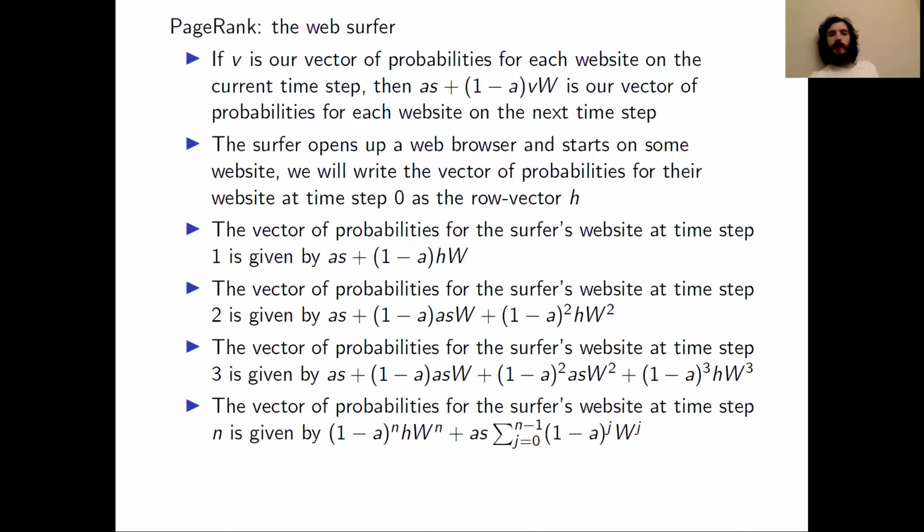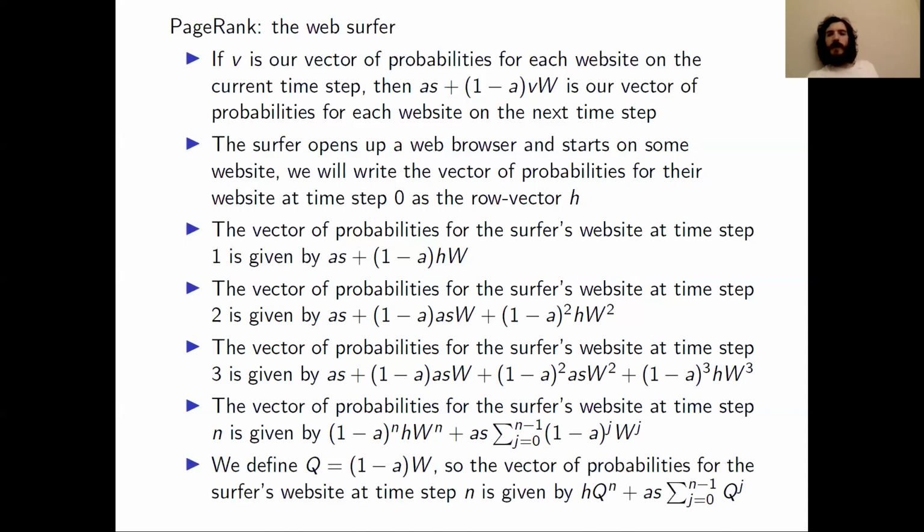So for any n, the vector of probabilities for the surfer's website at time step n is (1 minus A) to the n times H times W to the n plus AS times the sum from j equals 0 to n minus 1 of (1 minus A) to the j times W to the j. And we can write that in a slightly simpler way by letting Q equal (1 minus A) times W. So the vector of probabilities for time step n is equal to H times Q to the n plus AS times the sum from j equals 0 to n minus 1 of Q to the j.